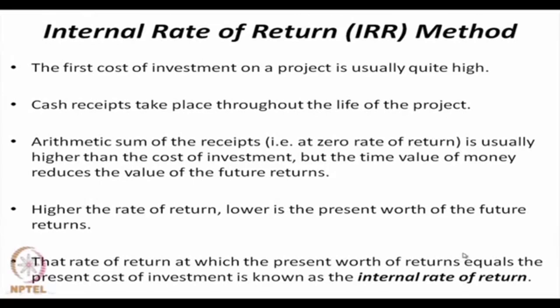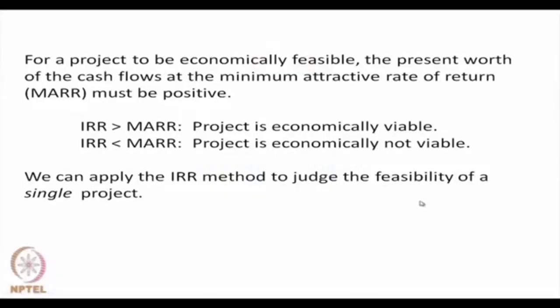So, although the arithmetic sum, that means at zero interest rate, of future returns could be higher than the present investment, because of some positive interest rate, positive rate of return or positive discount rate, the discounted value of the future returns becomes less and less as the interest rate, rate of return, or discount rate increases. A time comes when it is equal to the initial cost of investment. And that interest rate at which the cost of investment and the discounted returns are equal is called the rate of return. Now, this is shown.